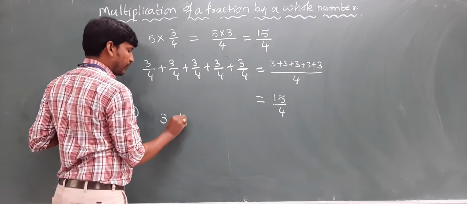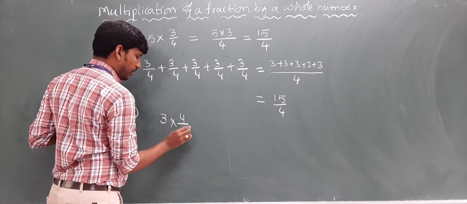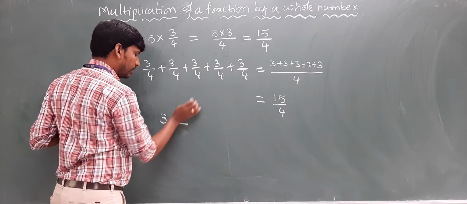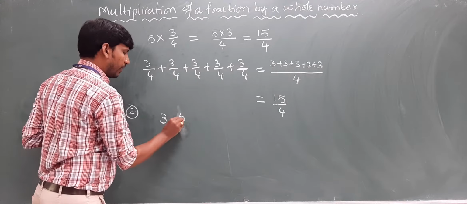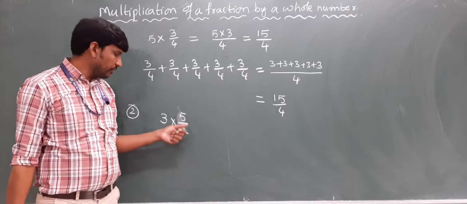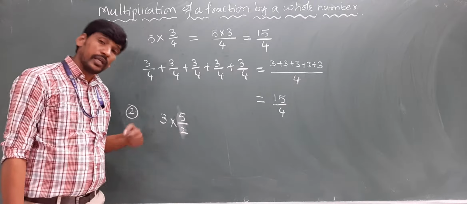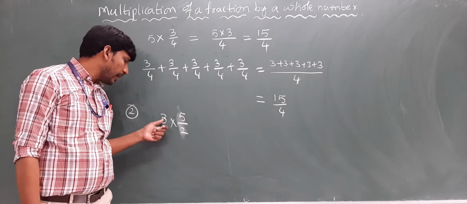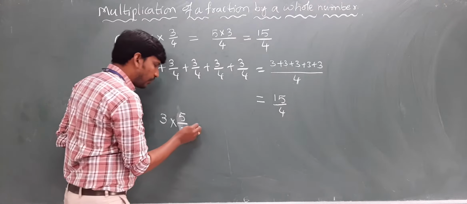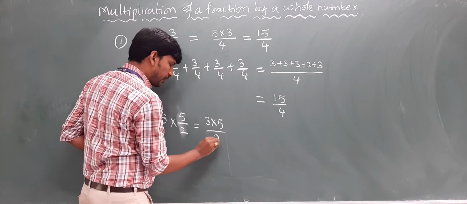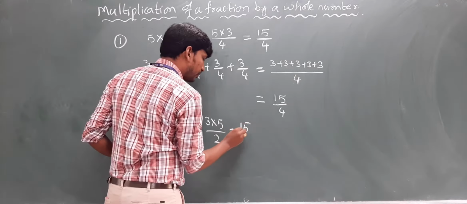Let us take 3 into 5 by 2. See, 5 by 2 is an improper fraction. Even though it is an improper fraction, we just multiply numerator into whole number or whole number into numerator. 3 into 5 by 2 is equal to 15 by 2.